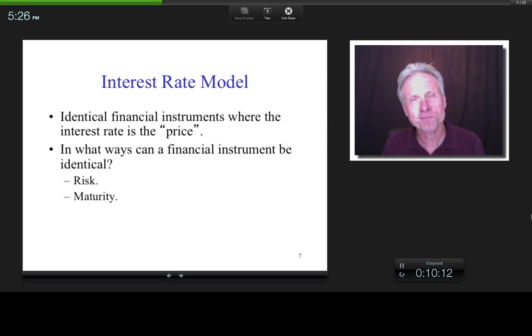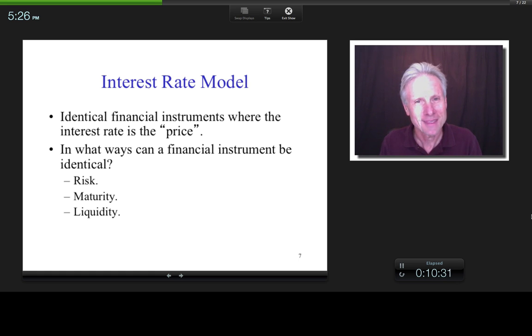What about how easy it is to trade this stuff at fair market value? In other words, how liquid it is. Would that have to be identical? It would, right? What about the two interest rates? Would those have to be identical?